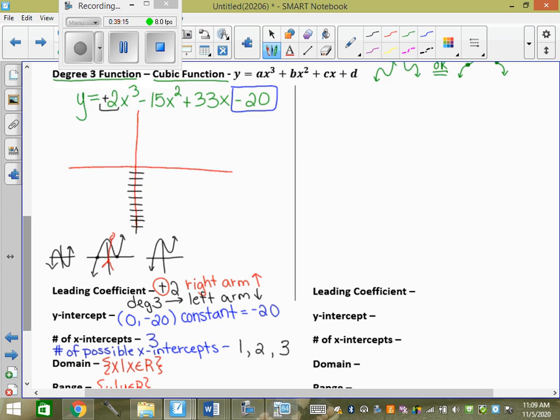Now this is what I'm going to tell you. I'm going to write YSCL, which means Y scale. I'm going to make my Y scale be 2. Why? Because I want it to cross through negative 20, and I don't want to draw 20 little ticks. So I'm going to say Y scale 2, so that means every tick is worth 2. Okay?